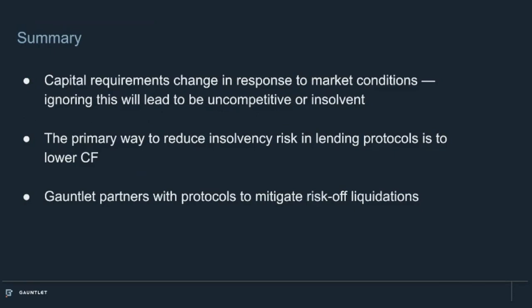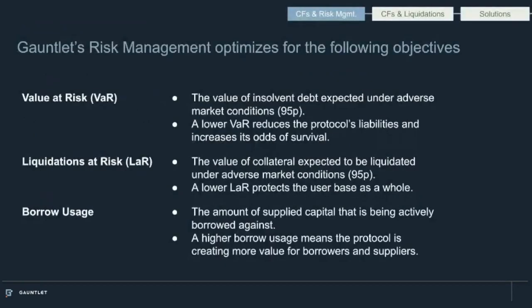Gauntlet partners with protocols to mitigate the impact of risk-off liquidations. Risk-off liquidations is when a user is involuntarily liquidated due to a collateral factor change. In that event, liquidators will pay back the borrows and seize the collateral from the platform. We'll discuss these in more detail.